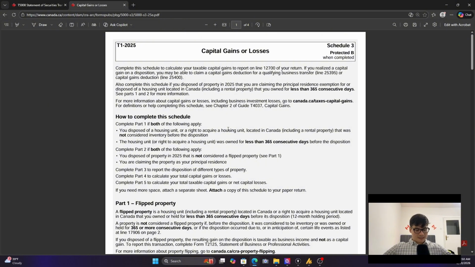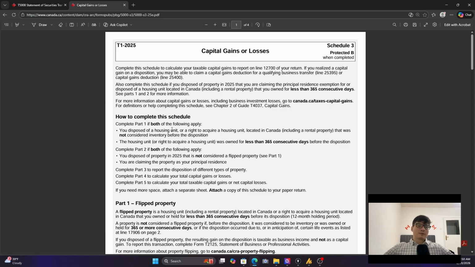And you need to be careful, making sure that you receive all your slips and your booklet from your institution, and matching it with whatever is on the T5008 that the CRA has. So you want to go through both the T5008 and the booklet that your institution gives you to make sure that those numbers are the same.